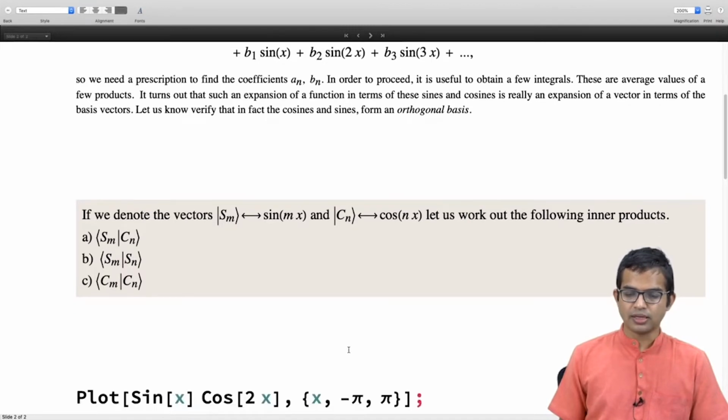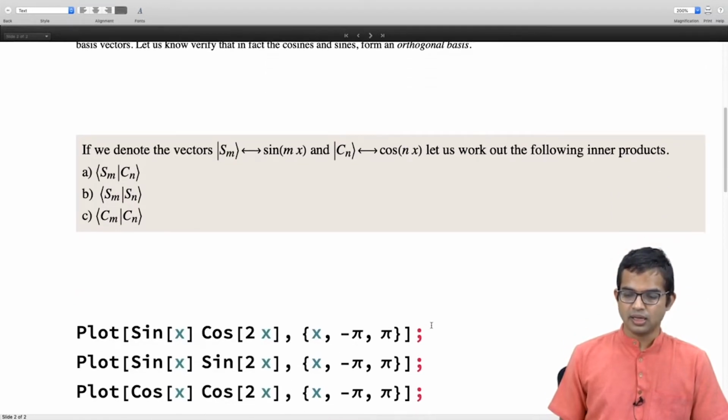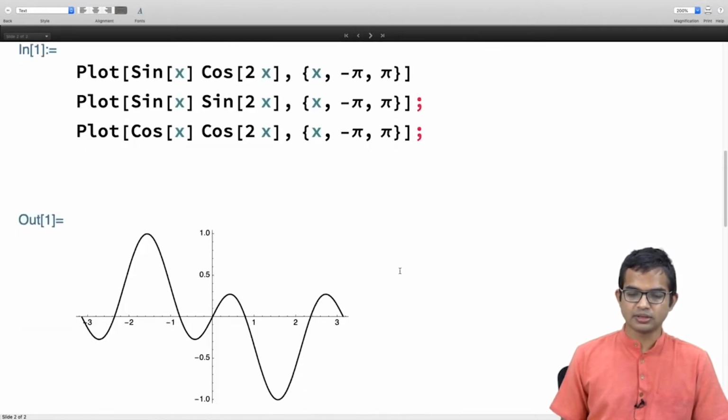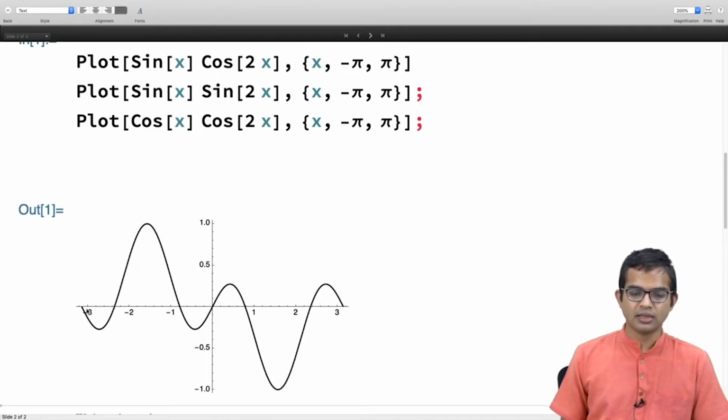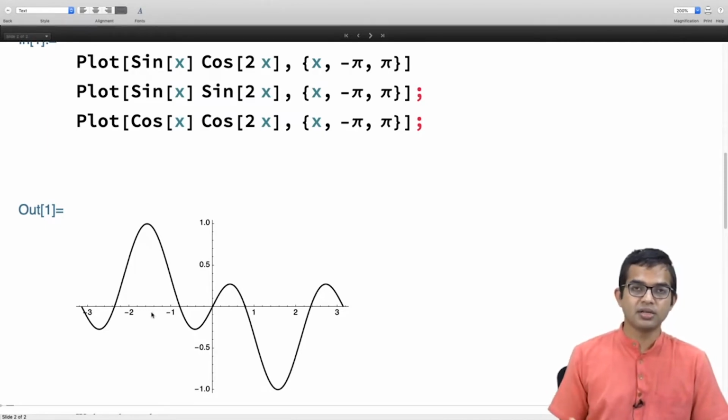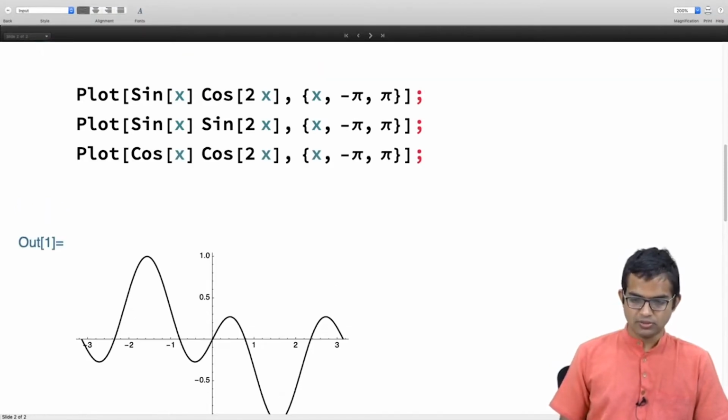Before we do that, let's plot a few functions. Suppose I plot sine x times cosine 2x in the interval minus pi to plus pi. It's going to look like this. I'm interested in finding this integral from here all the way up to here. If you look closely, you see that this function is symmetric, or anti-symmetric if you wish. It spends equal time above as it does below, in a mirror image manner. Just looking at this visually, you would expect that this integral is going to be 0, and in fact that is true, as we will argue.